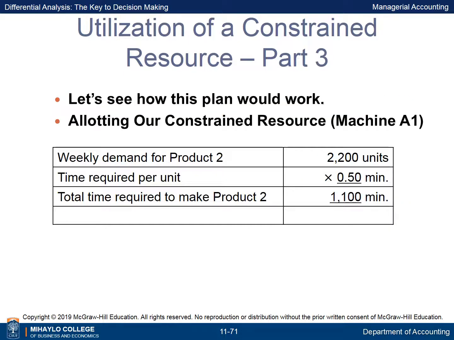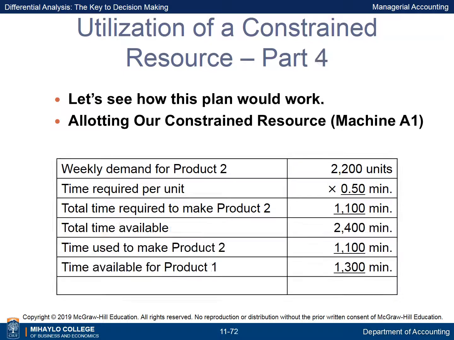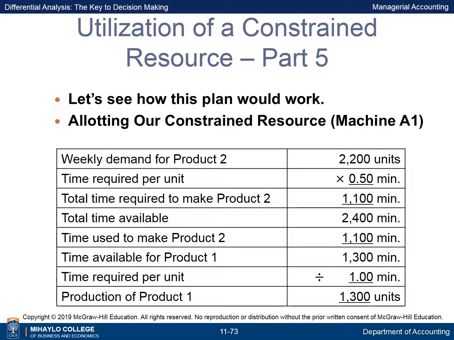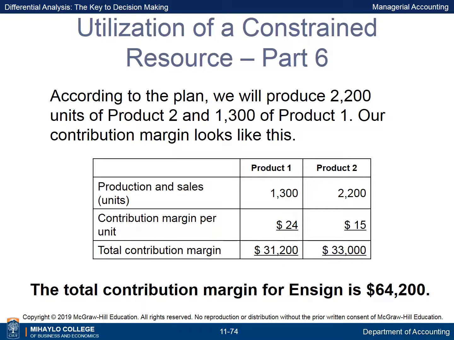Satisfying the weekly demand of 2,200 units for Product 2 would consume 1,100 minutes of available capacity on Machine A1. Since the total time available is 2,400 minutes and Product 2 requires 1,100 minutes, the time available for Product 1 is 1,300 minutes. Since each unit of Product 1 requires 1 minute of A1 machine time, Ensign can produce 1,300 units of Product 1 with its remaining capacity. According to the plan, 2,200 units of Product 2 and 1,300 of Product 1 will be produced.